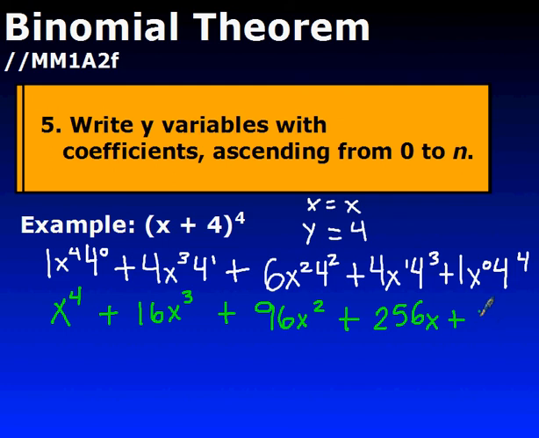So the solution to x plus 4 to the 4th power is shown in green. X to the 4th power plus 16x to the 3rd plus 96x squared plus 256x plus 256. Thanks for watching using the binomial theorem, Georgia Performance Standard MM1A2f.